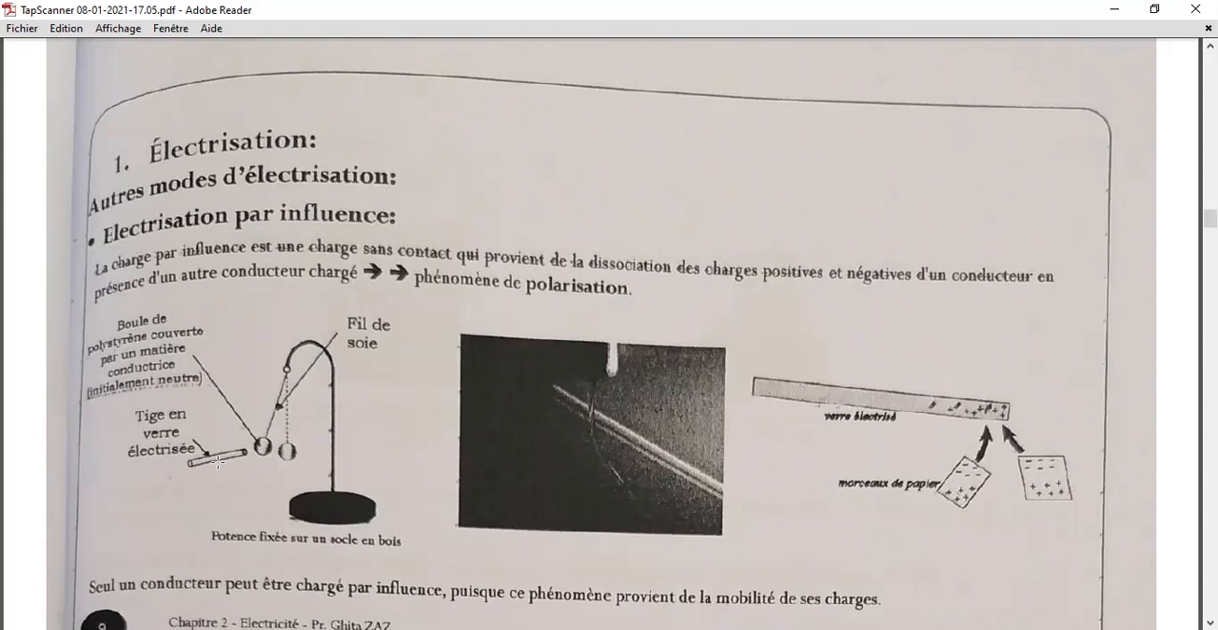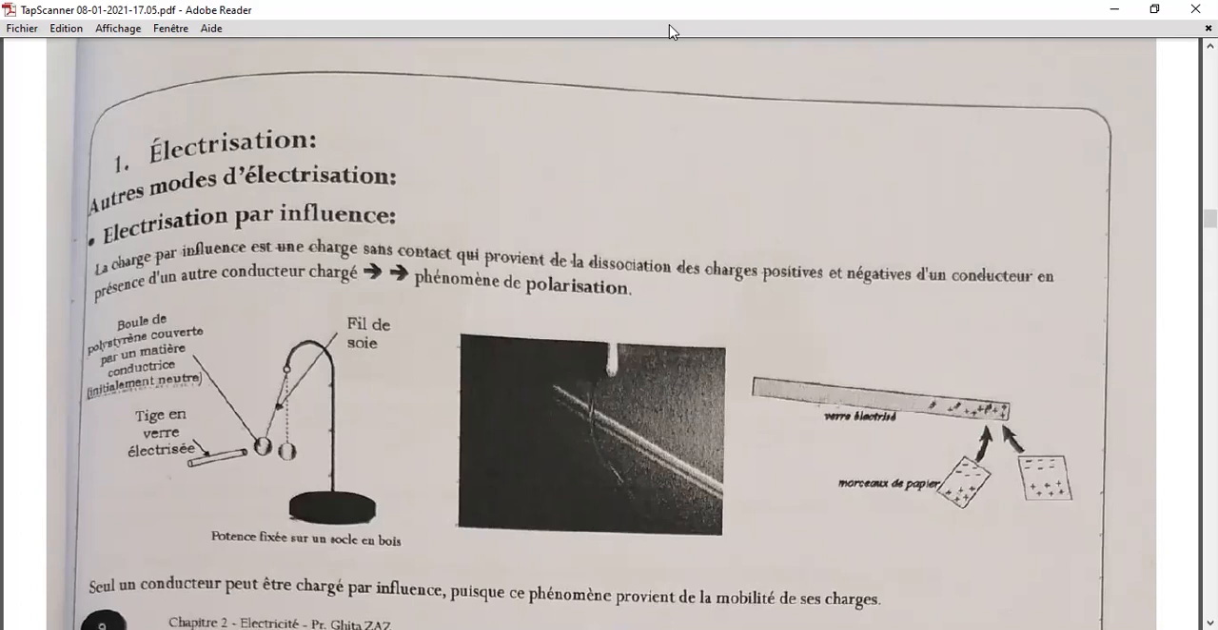Neutral meaning it has an equal number of positive charges and an equal number of negative charges. Imagine I'm trying to bring this rod closer to this metal ball. We said that the glass is charged. What is the charge of the glass rod, the verre? Positive. Yes, correct, the charge of the glass is positive.